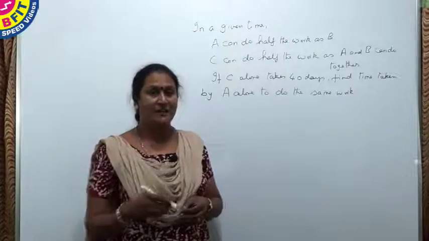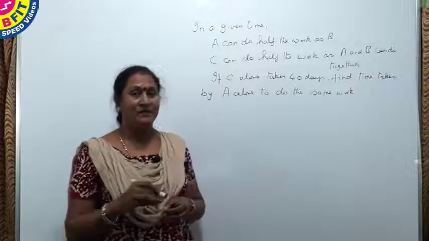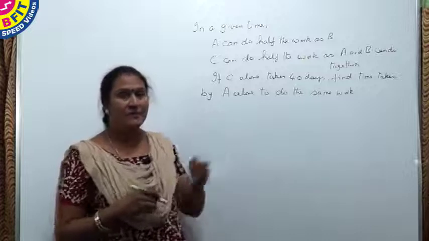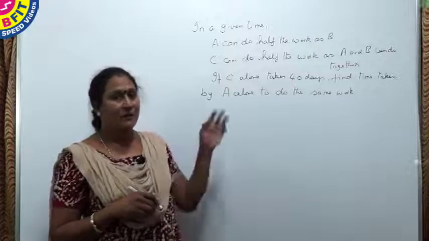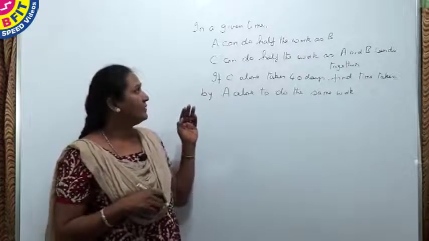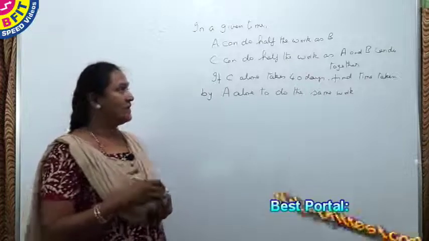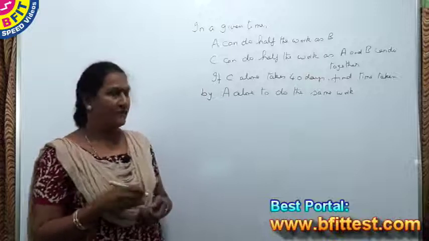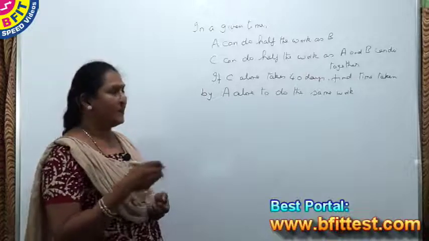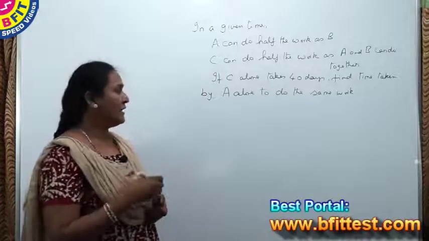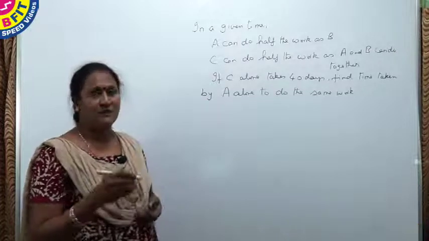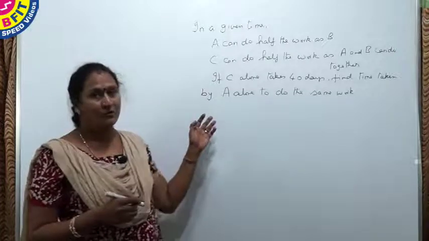We'll see another example in time taken versus efficiency where 3 persons are involved. The question is, in a given time, A can do half the work as B, and C can do half the work as A and B can do together. If C alone takes 40 days, find the time taken by A alone to do the same work. So we'll see how to work this question.